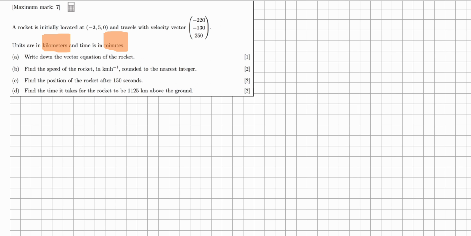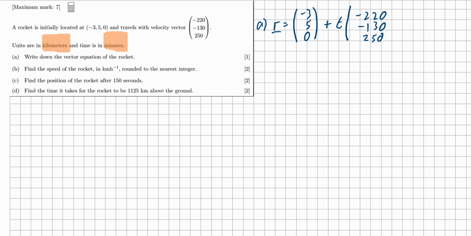So write down the vector equation of the rocket. Well, that's pretty straightforward. Remember, for the vector equation of a line, what we need is a position vector. Here's our position vector relative to the origin, -350, perfecto. And then plus t, time in minutes, remember, times the velocity vector. This is our velocity vector. You've either got a velocity vector or a displacement vector here, and this is a velocity vector, 130 and 250.